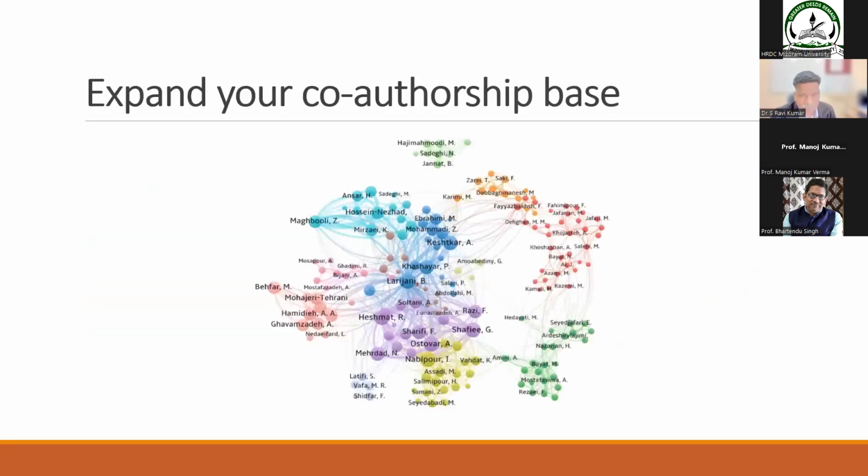Next is that expand your co-authorship base. See, as a faculty, my publications are with my research scholars. So don't confine yourself to the supervisor and the student. As I told you in the earlier part itself, if you are able to collaborate, say I'm doing a psychological kind of study, try to take a psychological expert, try to have an anthropological expert. I'm not good in statistics, try to collaborate with a statistician. I'm not good in computers, try to use a computer expert. So try to increase your collaboration.